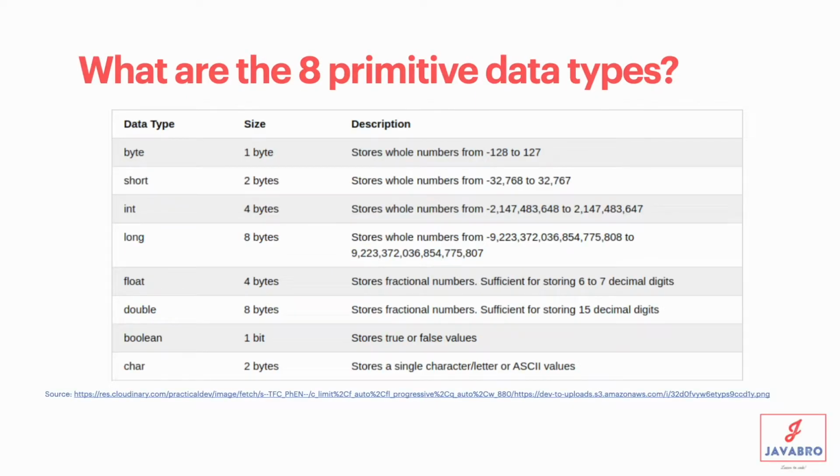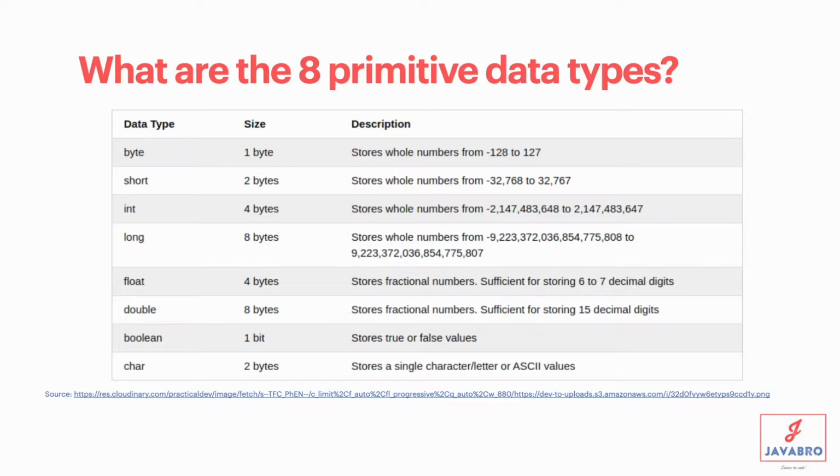So in the last video we saw the 8 primitive data types. Let's remind ourselves what they are. So we have byte, short, int, long, float, double, boolean, and char. If you remember, the differences between these is basically the size and how much information they can store. We've already met int, float, double, and boolean. The other ones we are yet to cover, and we'll do that in this video.